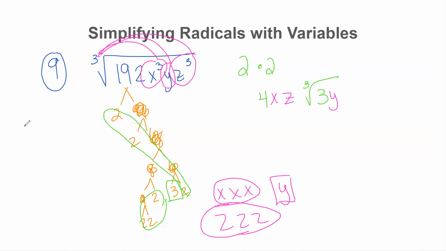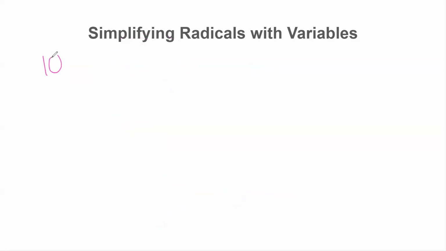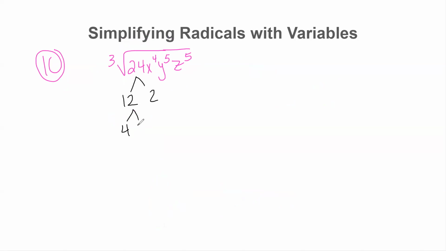So triplets this time, not partners. Number 10, cube root 24 x^4 y^5 z^5. Okay, looking at 24. There's many ways to break down 24. I'm thinking 12 times 2, 4 times 3, 2 times 2, but you can do it different. Our primes are going to match, and we're looking for triplets. So I see a 2, 2, 2. So a 2 is going to come out and a 3 back in with the cube root because he's not part of a triplet.